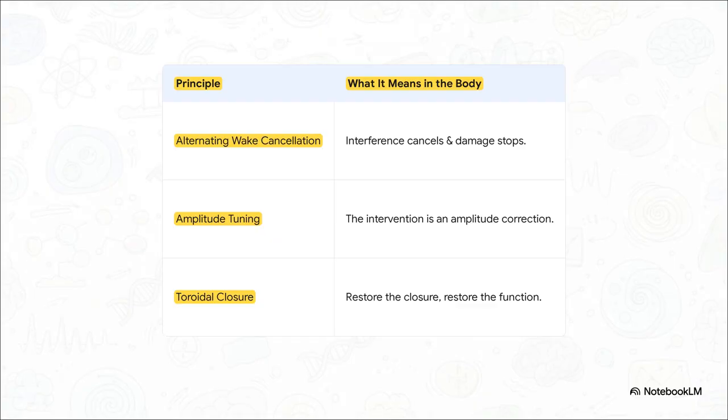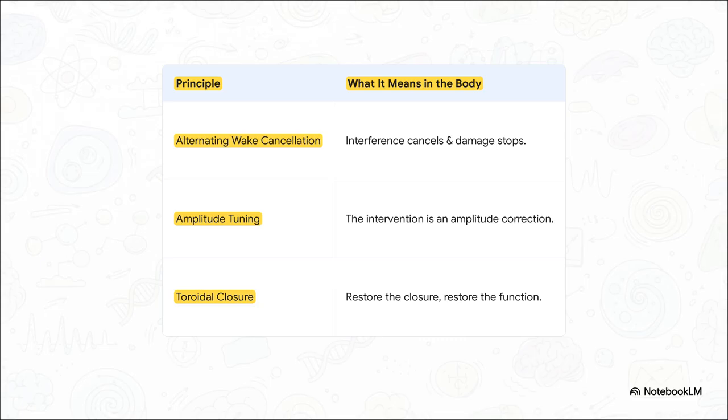Okay, first up, alternating weight cancellation. Just imagine two people swimming, creating these messy waves that just crash into each other. It's chaos. But if they swim in perfect sync, their waves can actually cancel each other out, and the water becomes calm. In biology, that means getting the geometry right to stop destructive interference and just halt the damage.